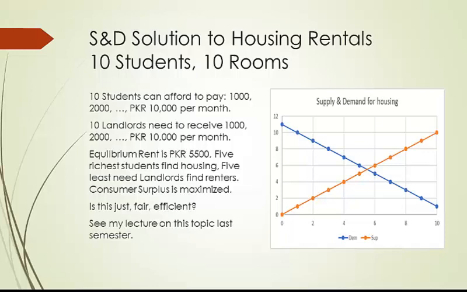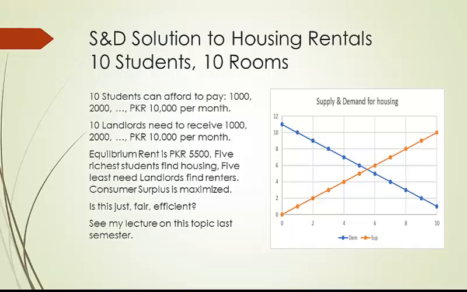And so now, according to your theory, which you have been taught, the ideal equilibrium rent is 5,500 in this picture. At this price, 5 students will be able to afford the house, and 5 landlords will have houses that they can rent. The other 5 will be priced out of the market. They need more than they can get at the market price.